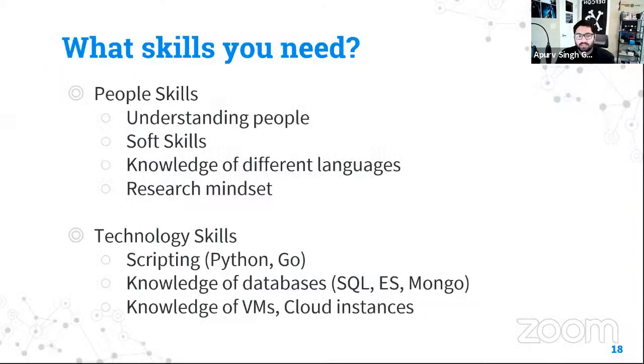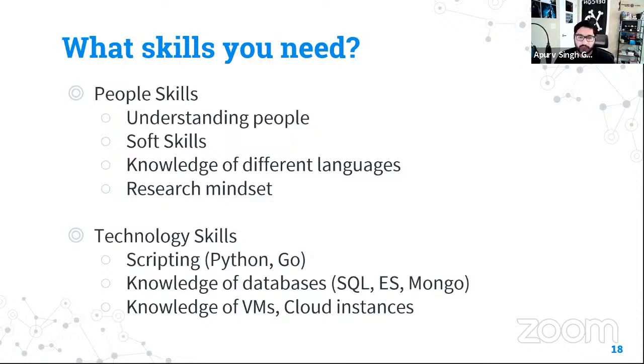Now let's talk about methods and skills. If you want to start in this, let's say you want to make a career out of it, or you're just interested in this, there are two skills you need: people skills and technology skills. Now, people skills is really important. You can survive in this with just people skills. You don't need technology skills, but without people skills, you can't survive in this dark web monitoring stuff.